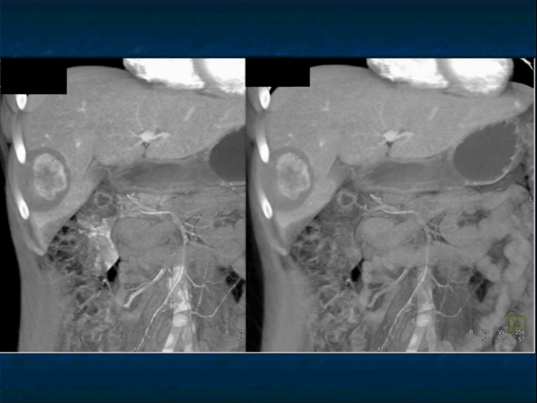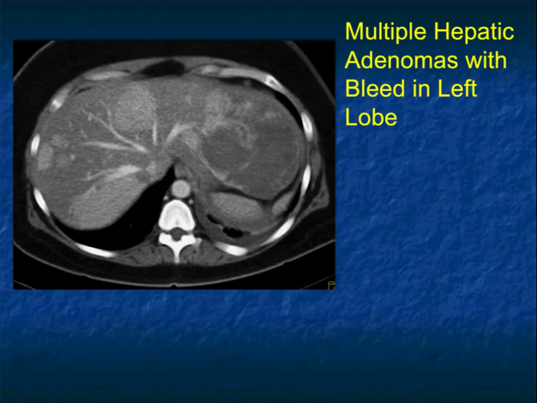You can see a similar appearance of a biopsy. There was no biopsy. Underlying hepatoma could do the same thing. Nevertheless, this is going to be resected.